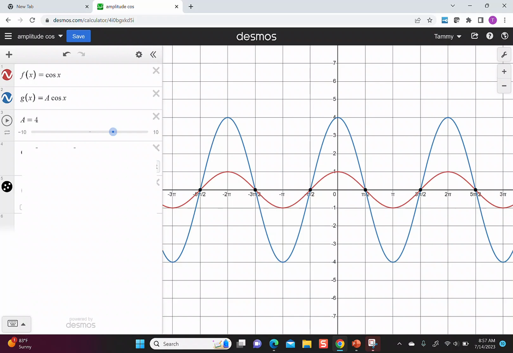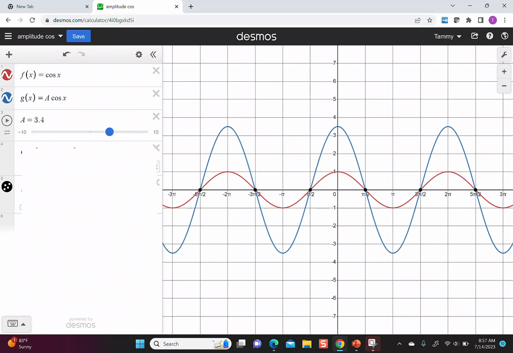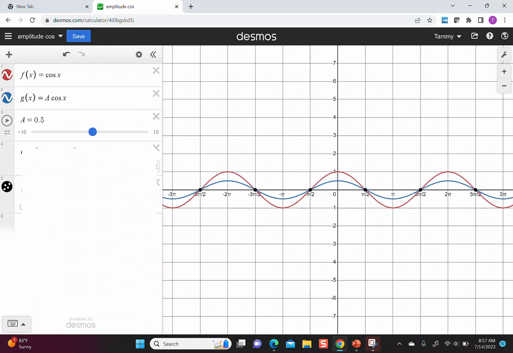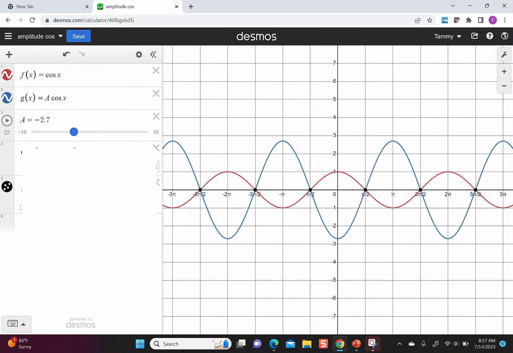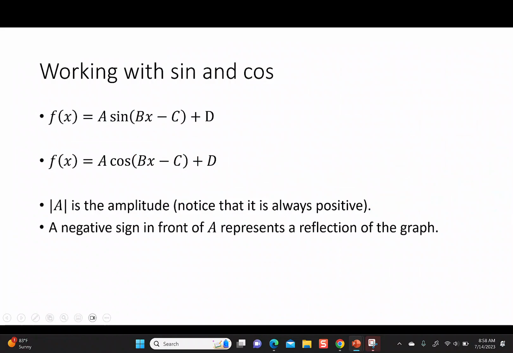Notice that our intercepts don't change. If I make a smaller, you can see the shrinking. And if I make a negative, you can see there's also a reflection. The absolute value of a is the amplitude. Notice that we say the amplitude is always positive. When you have a negative sign in front of the a, we say that's a reflection of the graph.